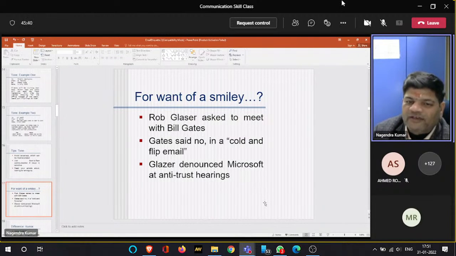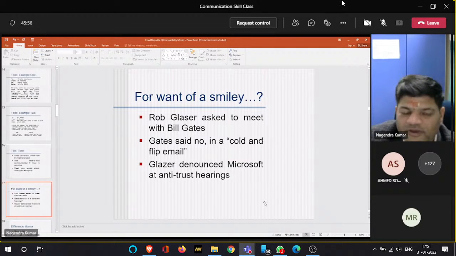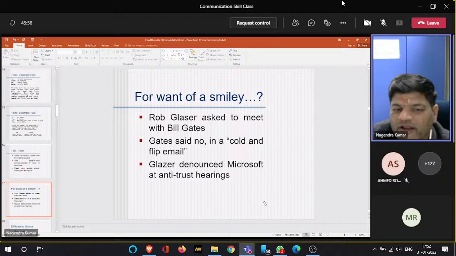Rob Glaser asked to meet with Bill Gates, and Gates said no in a cold and flip email. Glaser denounced Microsoft at antitrust hearings. So if you are cold, that kind of response will always be not taken in the right spirit.